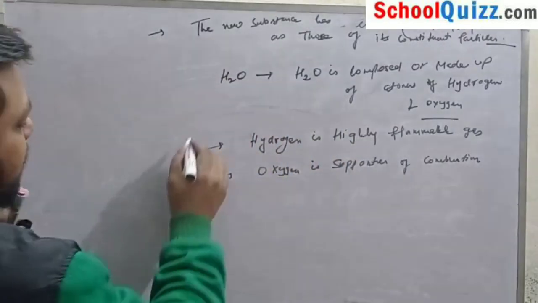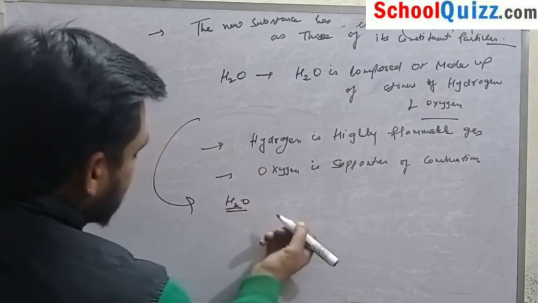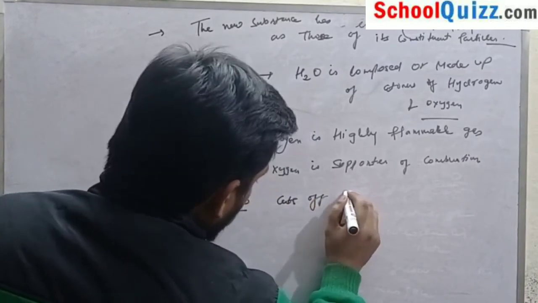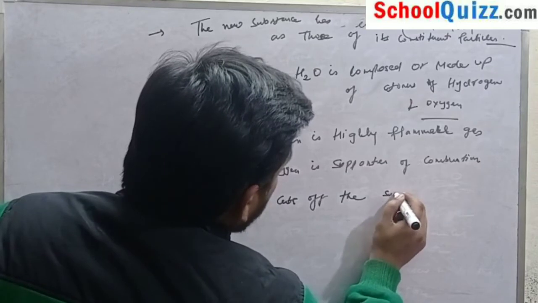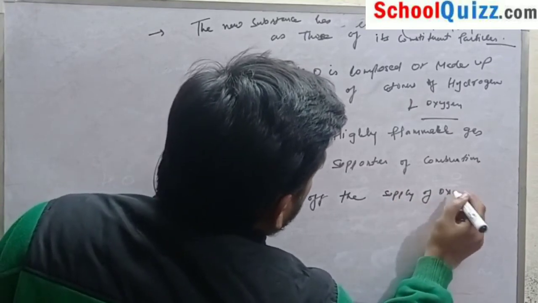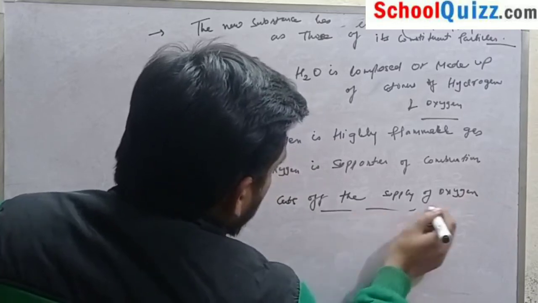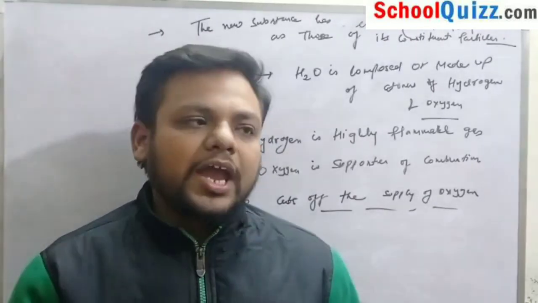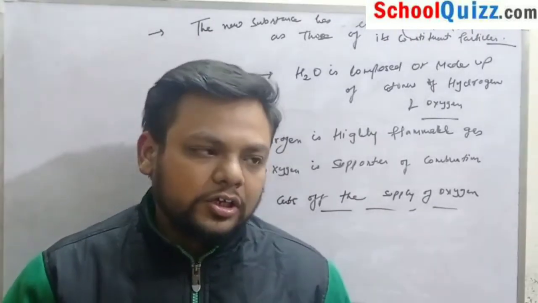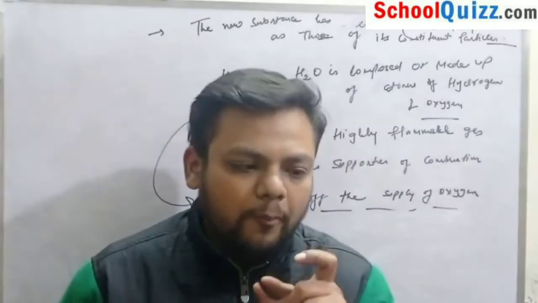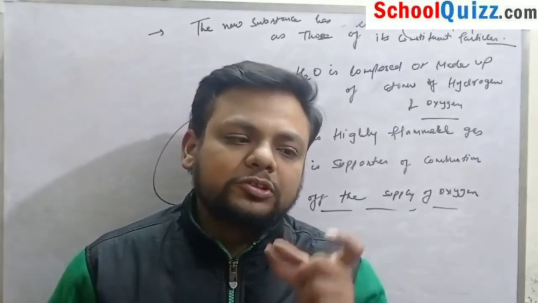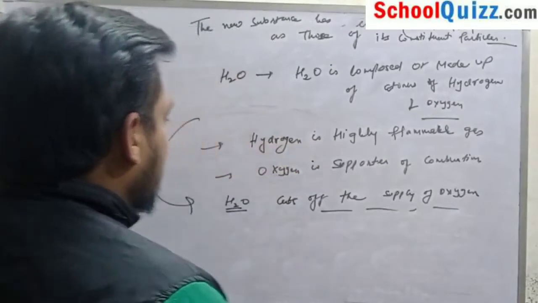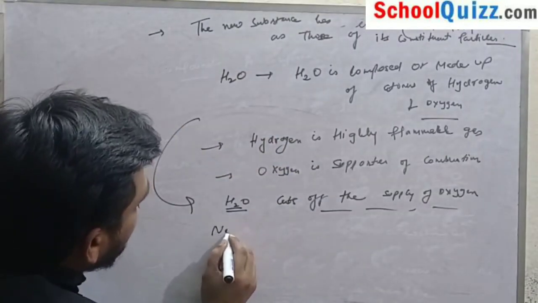But as we know, water cuts off the supply of oxygen, and it extinguishes the fire. So we can see that the properties of water are entirely different from its constituent particles, that is, hydrogen and oxygen. Now we will take another example, that of sodium chloride.